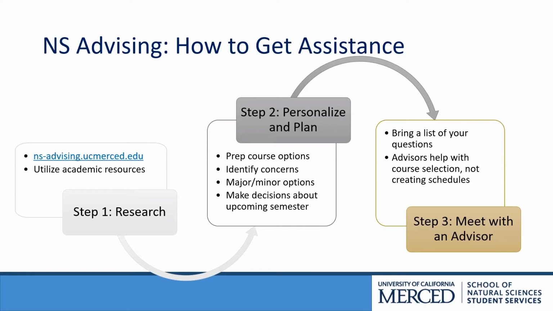So, step 2, personalize and plan. Please make sure that you have a chance to look at your course options, maybe come with a list of classes that you think you might want to take. She can help you with those. Any kind of concerns you might have, if you're thinking about potentially changing your minor or adding a minor, changing your major, adding a different emphasis track, all those things are things that Erica can help you with.